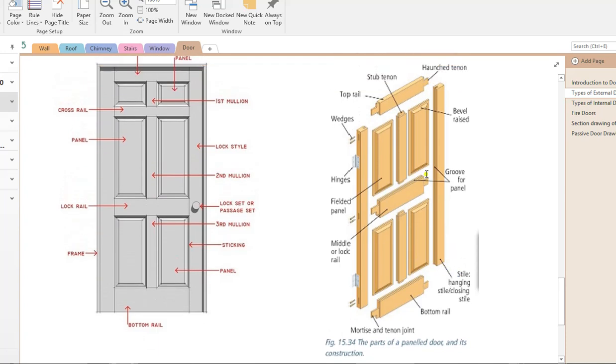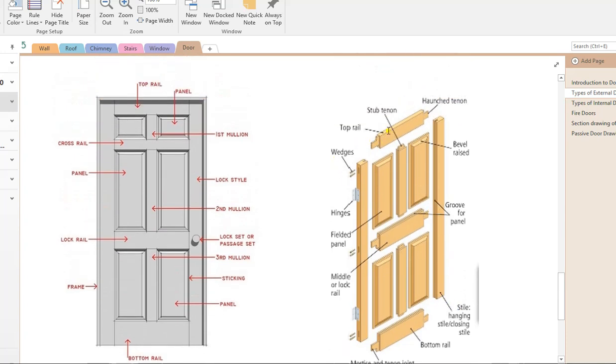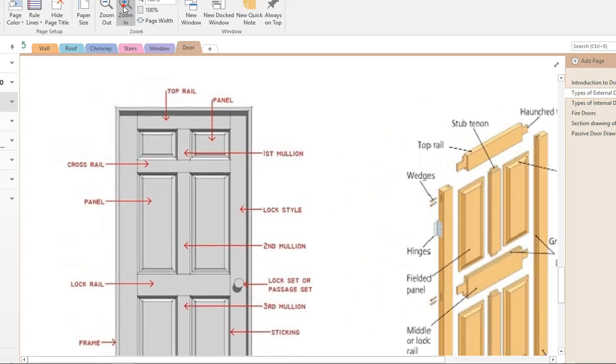Now, a very important thing to notice is at the top of the door, it's jointed together with a haunch mortise and tenon. And the reason why a haunch mortise and tenon is used is the haunch piece of the joint is there to stop the door from twisting. So the top of the door will not twist.